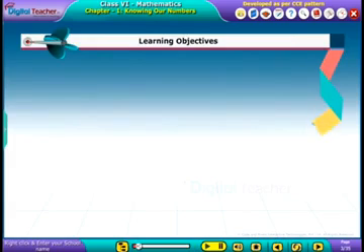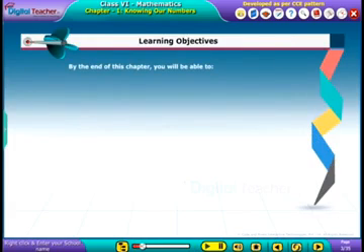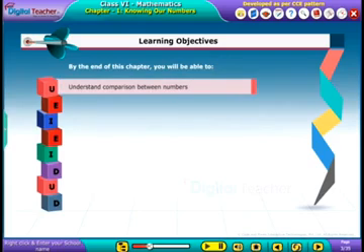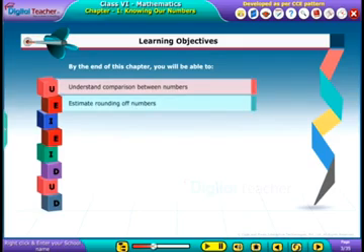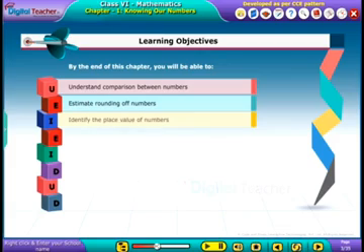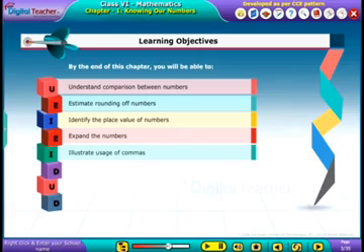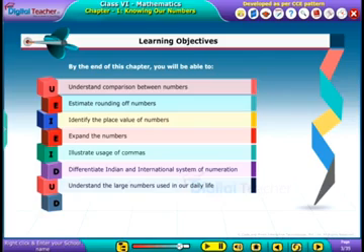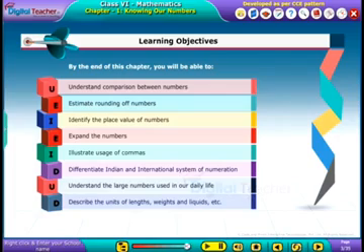Learning objectives. By the end of this chapter, you will be able to understand comparison between numbers, estimate rounding off numbers, identify the place value of numbers, expand the numbers, illustrate usage of commas, differentiate Indian and international system of numeration, understand the large numbers used in our daily life, describe the units of lengths, weights and liquids, etc.